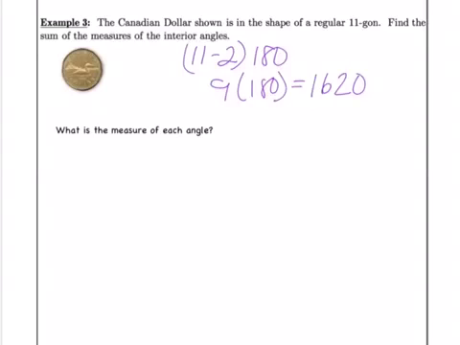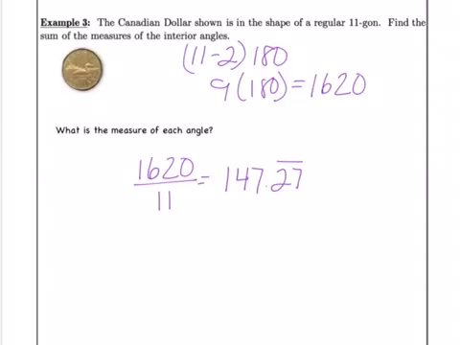And if I want to find the measure of each angle, then I'm going to take 1,620 and divide it by how many angles I have, which is 11. And when I do that, I get 1,620 divided by 11 equals 147.27, repeating.